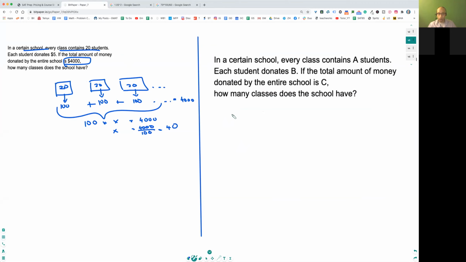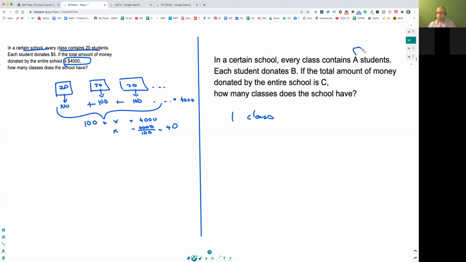First, find out how much one class is gonna donate, okay? One class donates how much? Okay, take your time. I'll wait here for a few minutes. This is a really important problem, and I think you need to master it, okay?